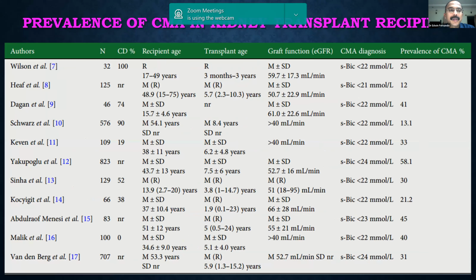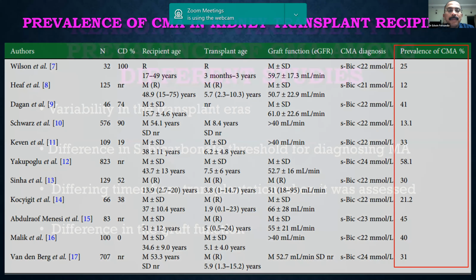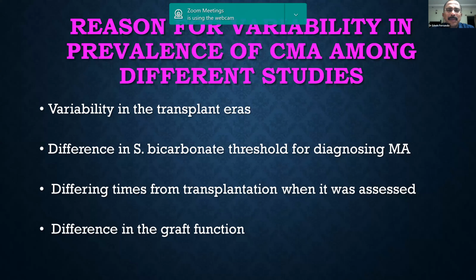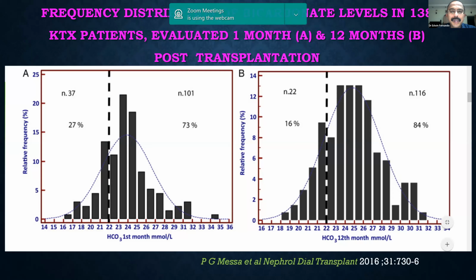So this is the prevalence of chronic metabolic acidosis in different studies. And you see here that it ranges from something like 12% up to a high of about 60%. This is all in cohorts of post-transplant patients. The reasons why there is such wide variability are the different eras in which these studies were done, and what threshold was used to diagnose metabolic acidosis. The studies are also not consistent about the timing in which this was studied, and of course the difference in graft function. Again, here this is bicarbonate at the first month post-transplant, and this is at the 12th month post-transplant. You find that the acidosis improves from 27% to about 16%.